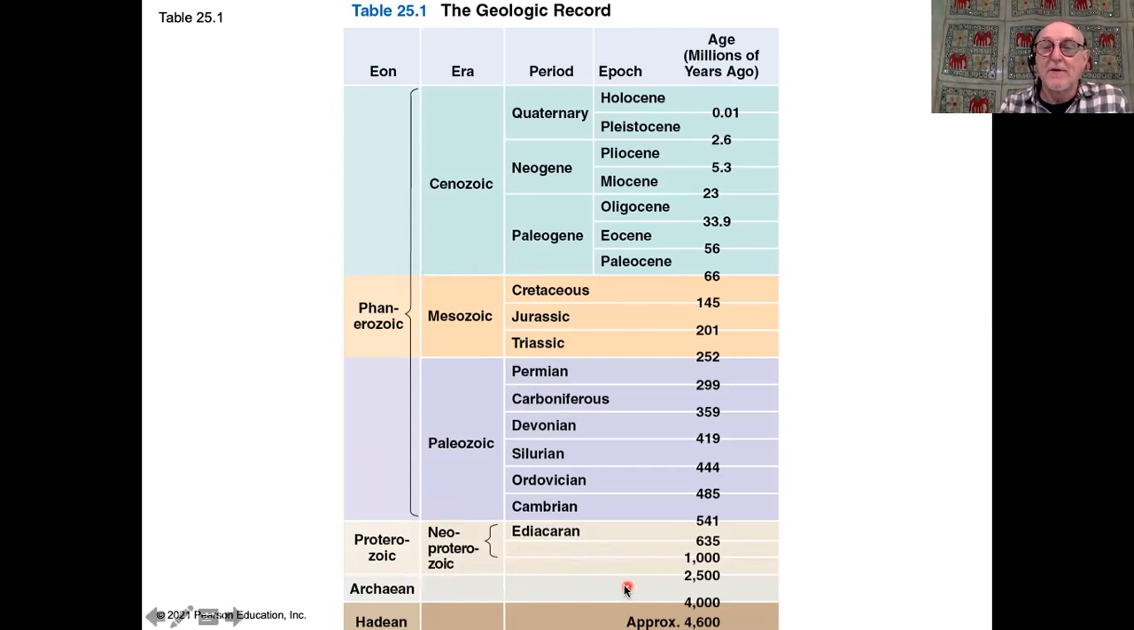I left out the Archean. The Archean is a period where we had the establishment of true life, largely prokaryotic, but leading eventually to multicellular organisms. The Proterozoic is the era of primitive life. This is where the animal groups, for example, are first established.